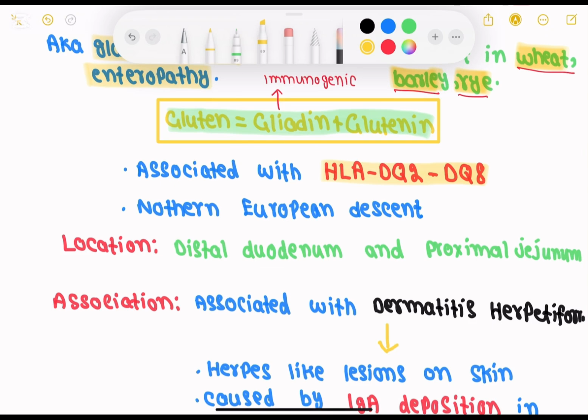This is very very important with respect to exam, that celiac disease is associated with HLA-DQ2 and HLA-DQ8, and it most commonly occurs in northern European descent.